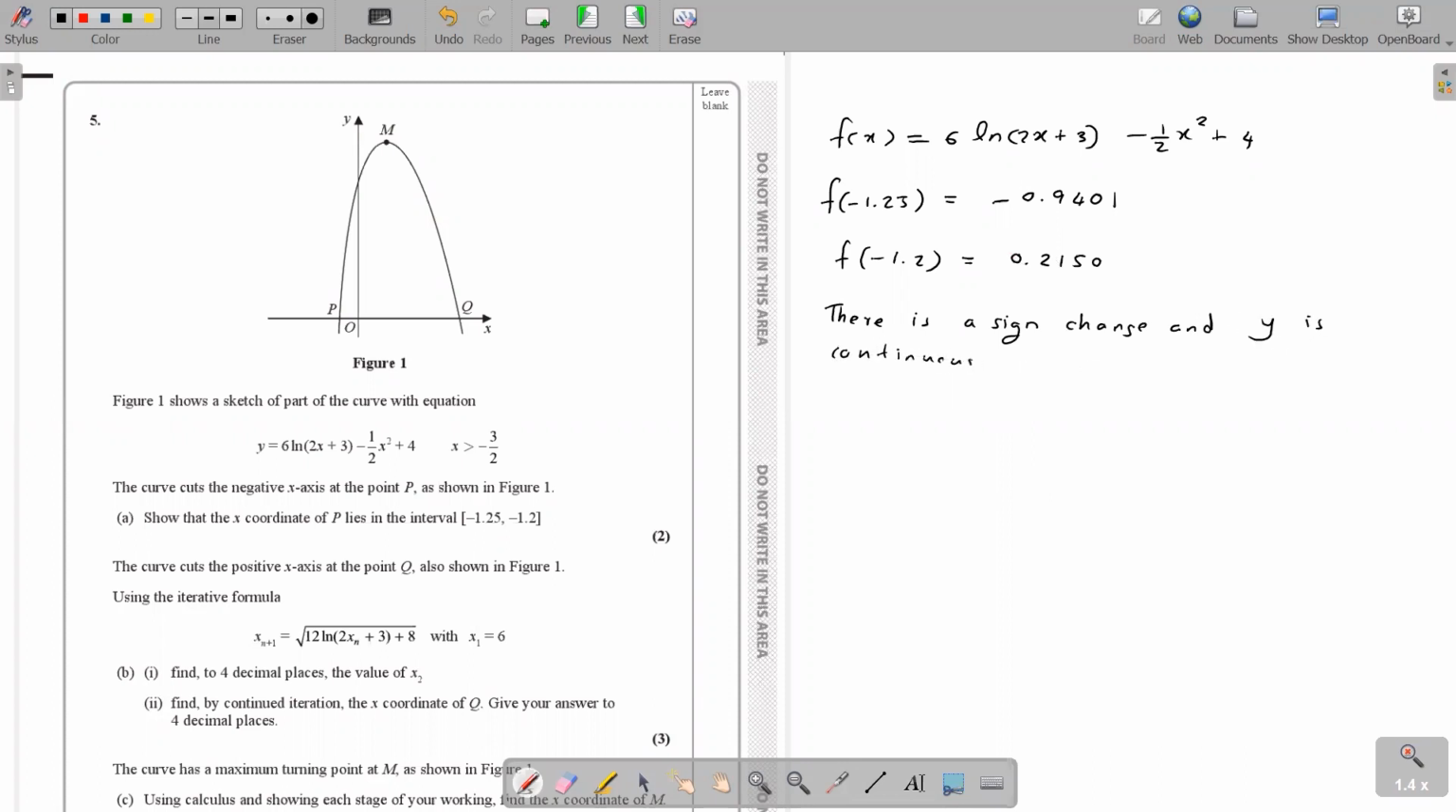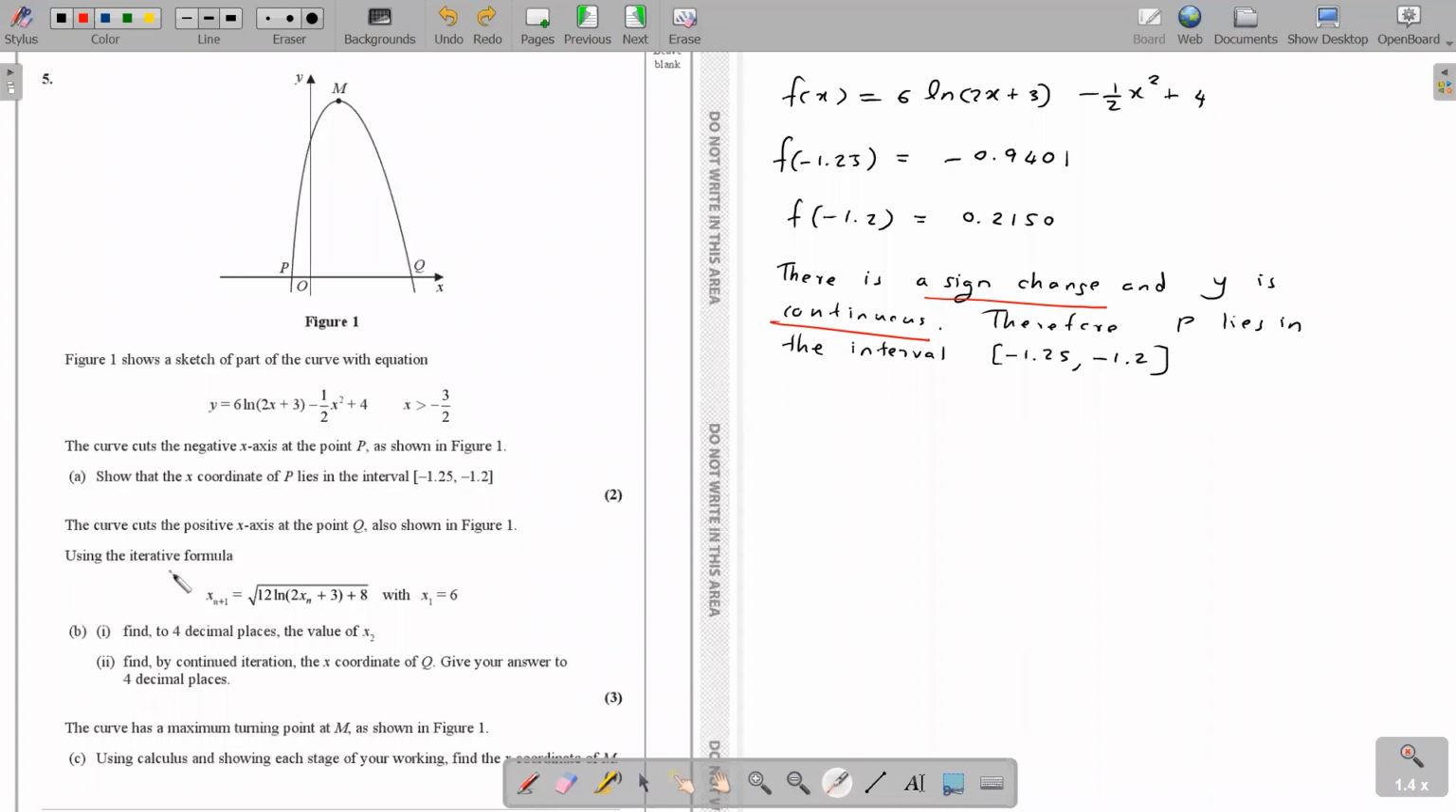And y is continuous. Therefore P lies in the interval minus 1.25 to minus 1.2. So make sure you mention all these things for 2 marks. 1 mark for getting the y values, and 1 mark for saying about the sign change, describing the reason for the sign change, and the conclusion. So make sure you write all these things.